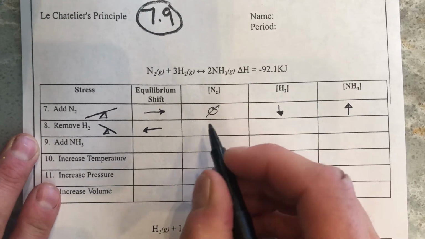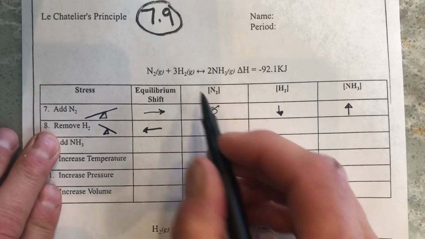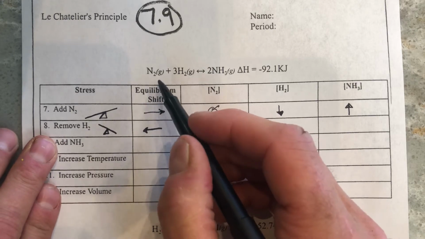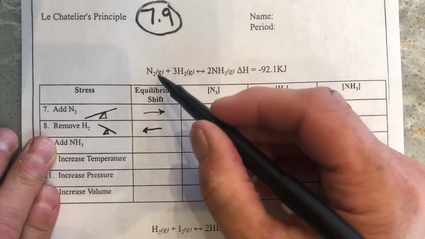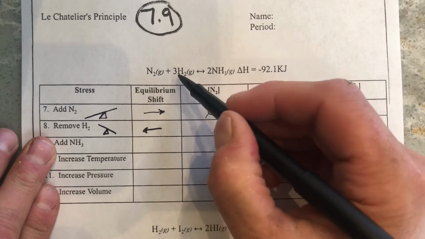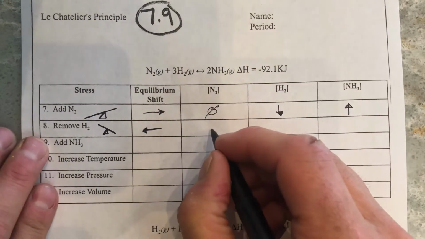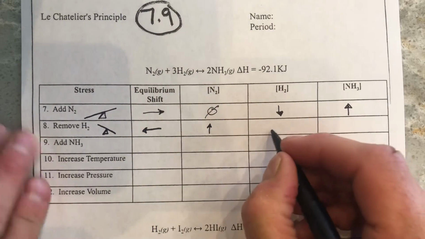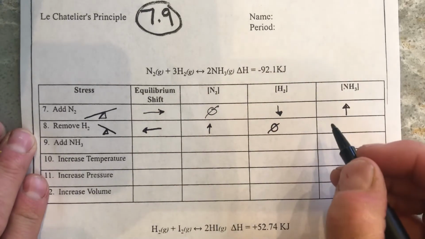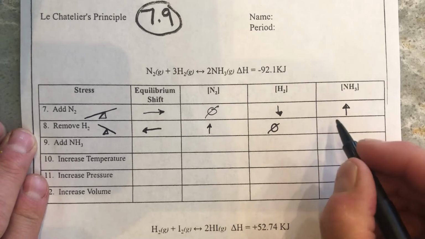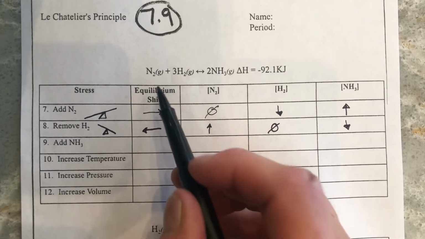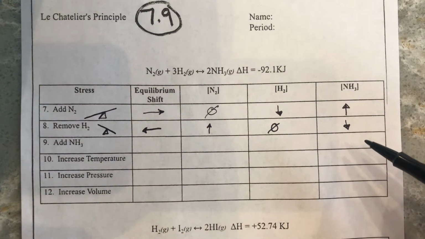as we try to reestablish that balance. Here, when we take hydrogen away, that means that the nitrogen concentration is actually going to go up, not because we're adding more nitrogen, just because it's not going to be used with the hydrogen anymore because we've removed the hydrogen. So the nitrogen concentration, we're going to say, goes up. Hydrogen, we're going to kind of treat that the same as we did nitrogen up here. And that means that the amount of ammonia that's getting made is actually going down as well because we have taken away the reactant that is necessary to make that product.